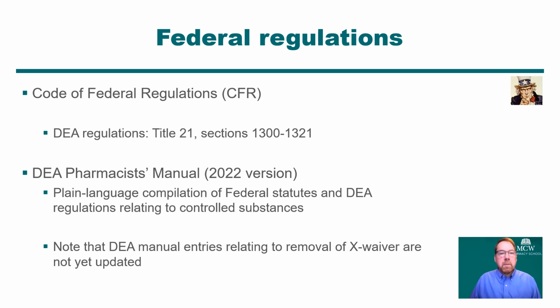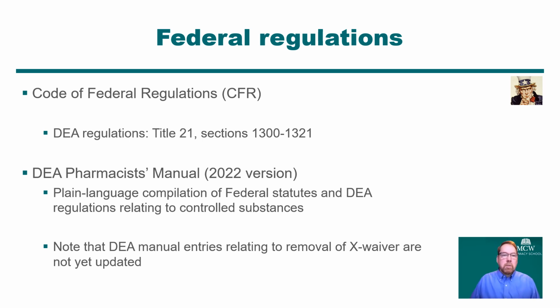The Code of Federal Regulations, or CFR, contains all federal regulations. And for our purposes, the most important ones will be contained in Title 21, Sections 1300 and 1321. And these are regulations that are promulgated by DEA and are contained both on the DEA website and in any compilation of CFR regulations that you will find.